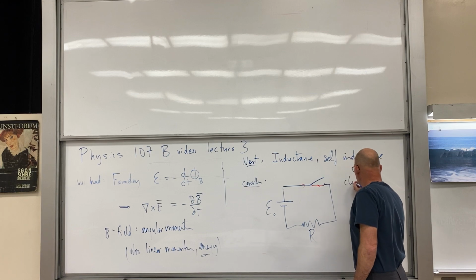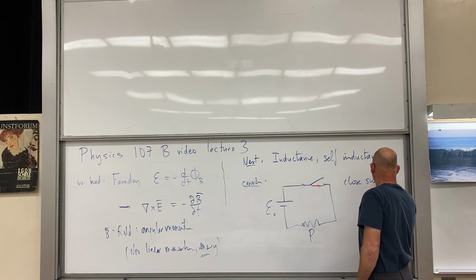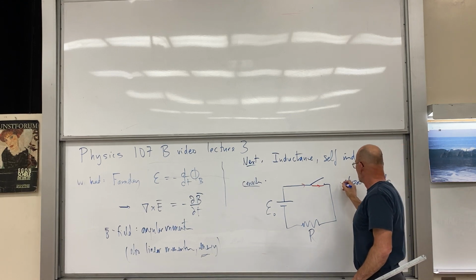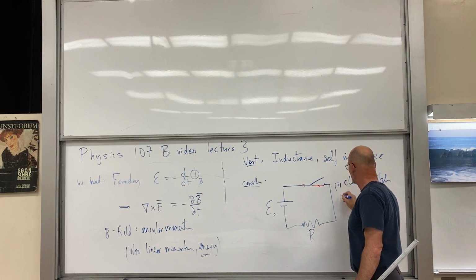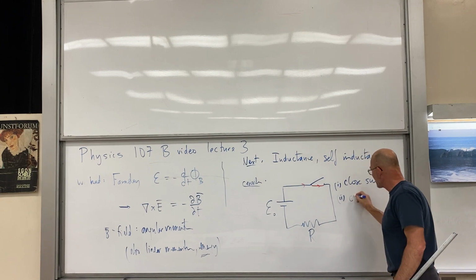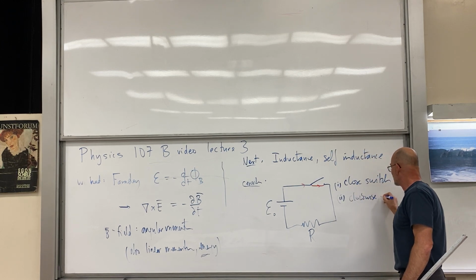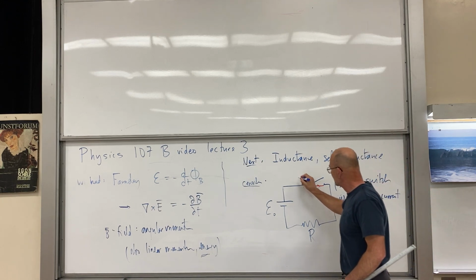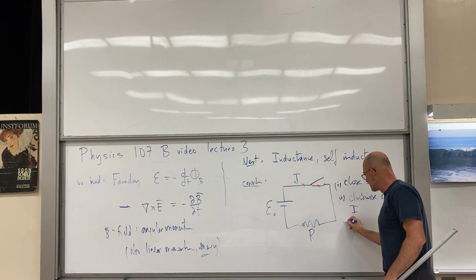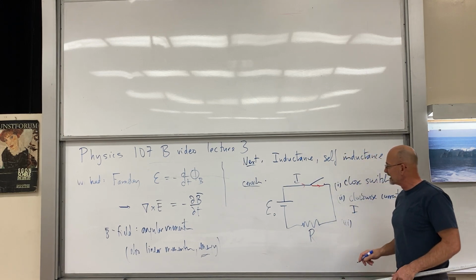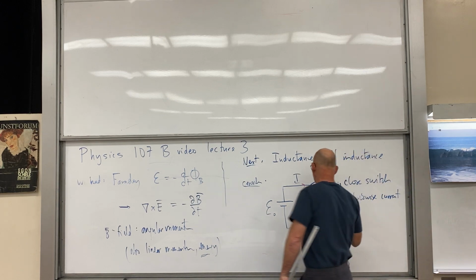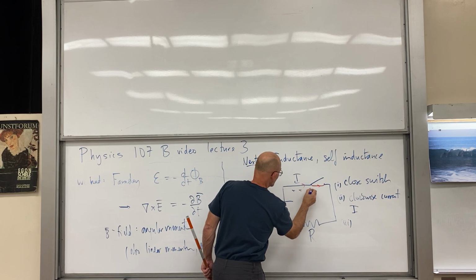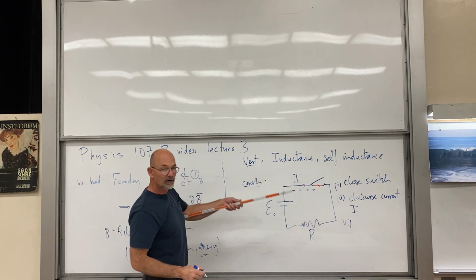So close the switch. We can just kind of see the progression here. We close the switch. We're going to number these things. We're going to get the clockwise current I, and we're going to get a magnetic flux because this current by the right-hand rule is producing a B field into the coil, into the loop there.